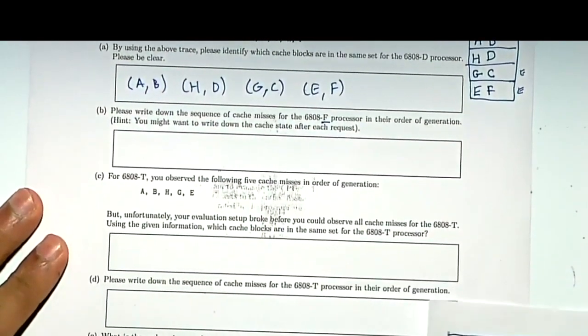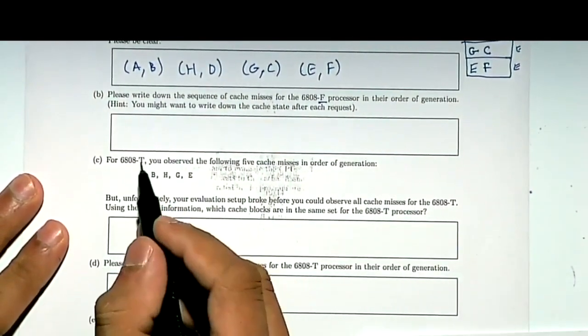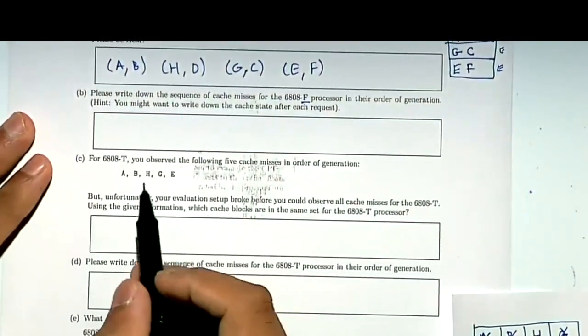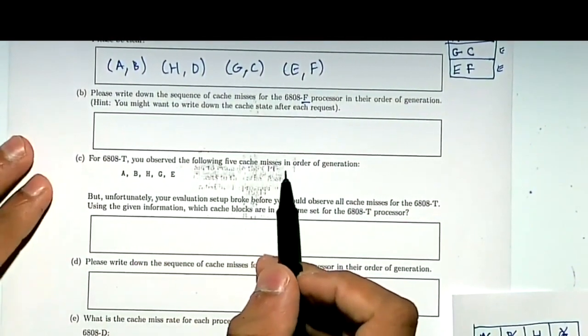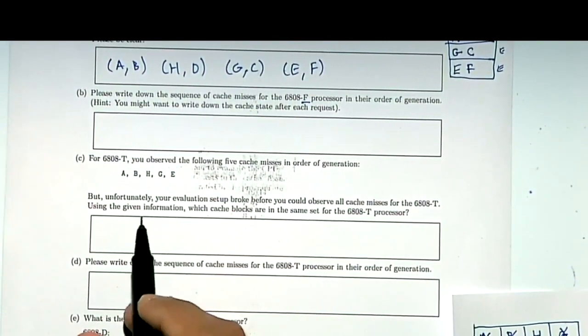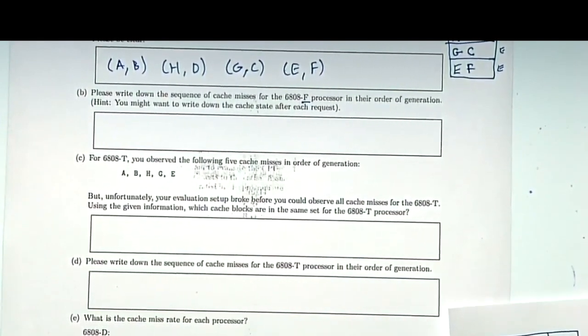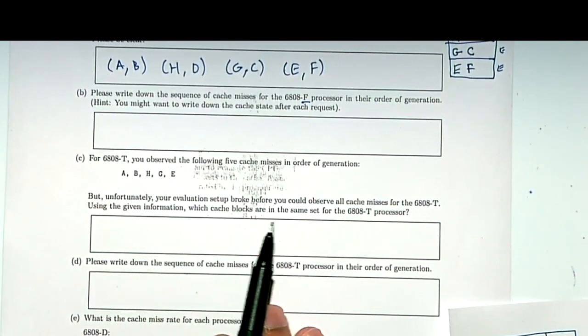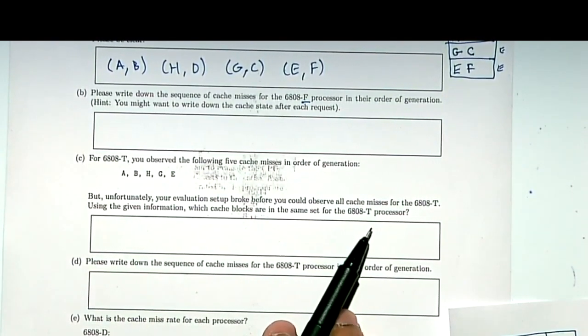Okay. So the next part says that for the T cache, and remember that the T is the two-way associative cache, we observe the following 5 cache misses in order of generation: A, B, H, G, and E. But unfortunately, our evaluation setup breaks before we can observe all the cache misses that occur. So using just the given information, which cache blocks are in the same set for this processor?